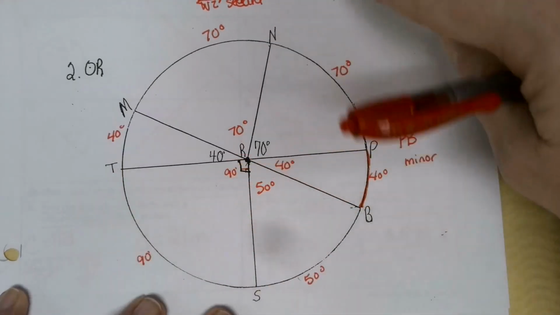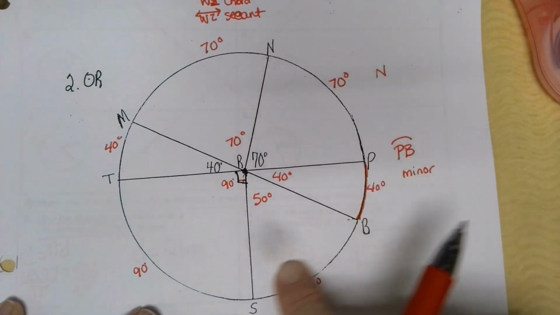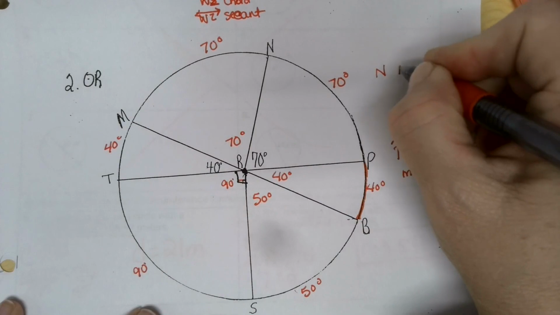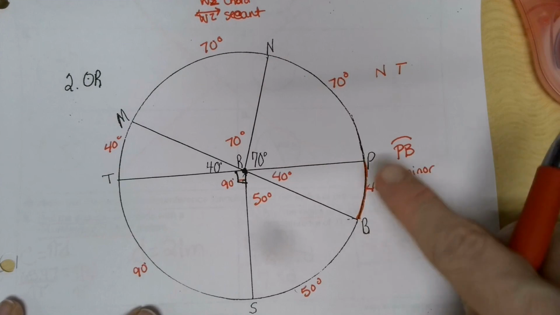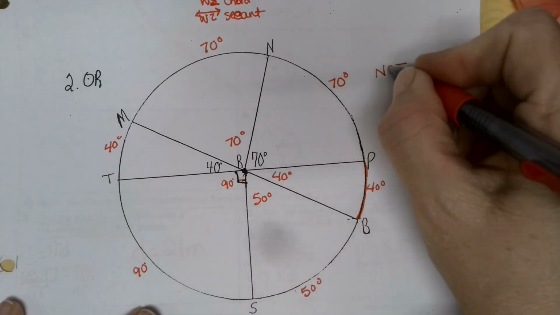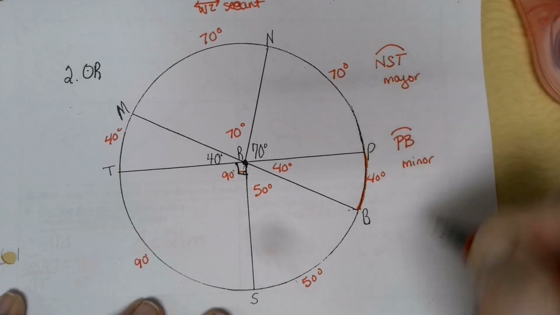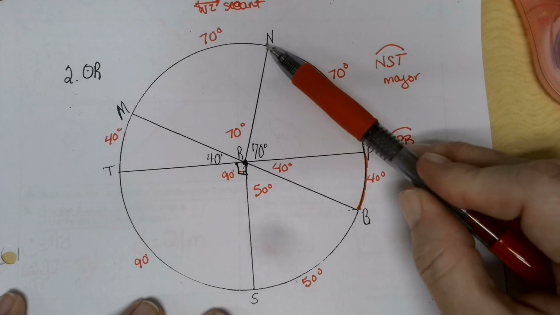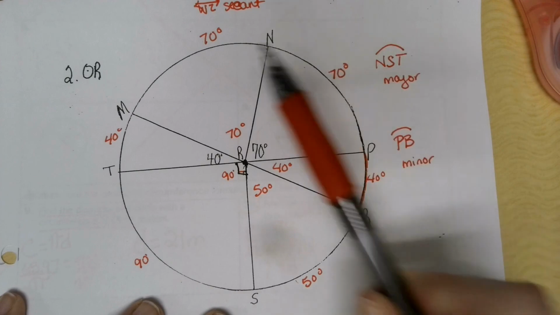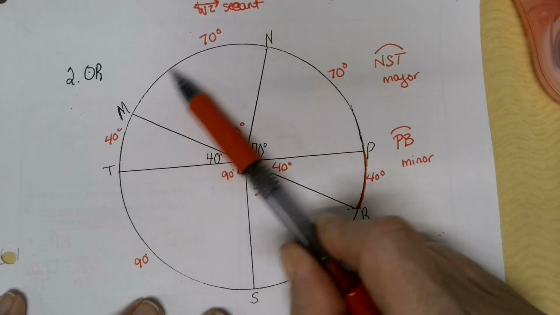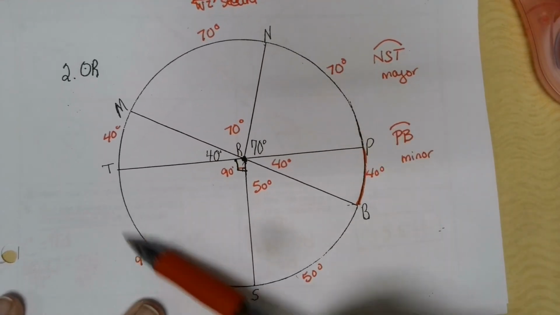If I was going to start with N, and a major arc has to have 3 letters, if I was going to start with N and end with T, I would have one of these 3 letters in the middle. So I could pick P, B, or S. I'm just going to put S. Okay, so there's lots of ways to name a major arc. You just have to make sure you have 3 letters. The reason you have to have 3 letters is because if I said NT, well, if I go this way, NT is a minor arc. NT this way is a major arc. To show it's major, you have to have the 3 letters.